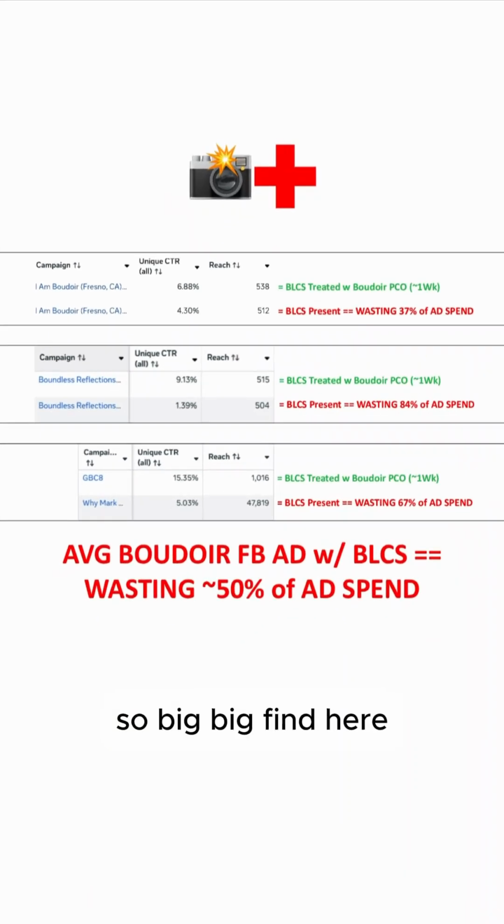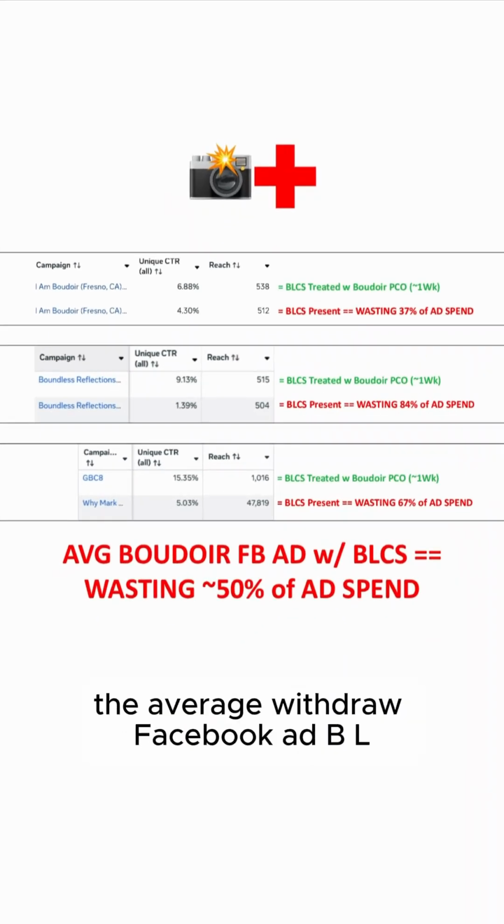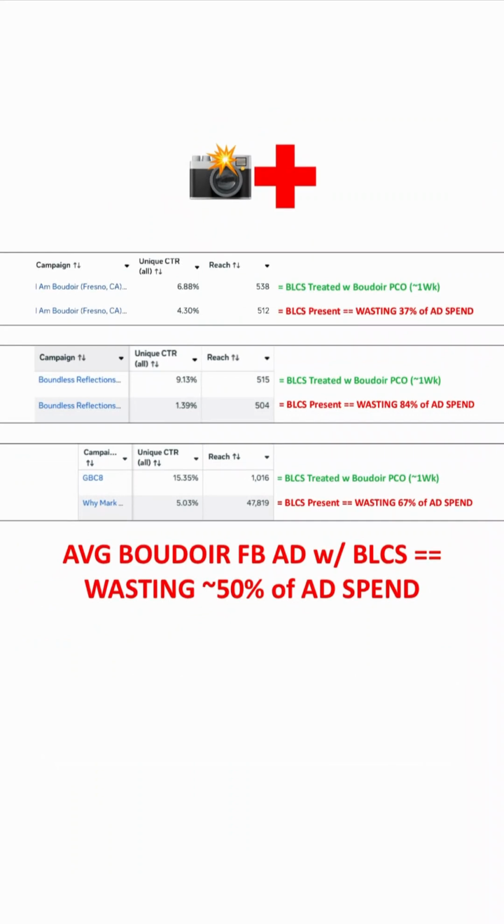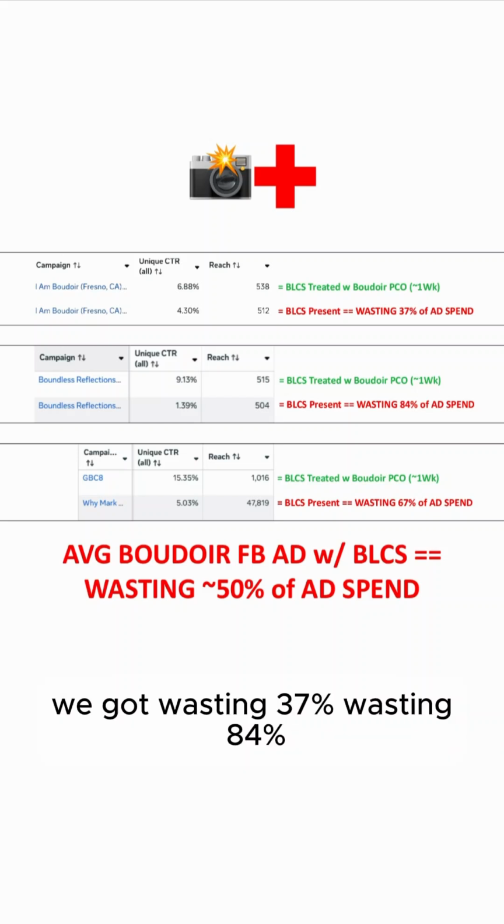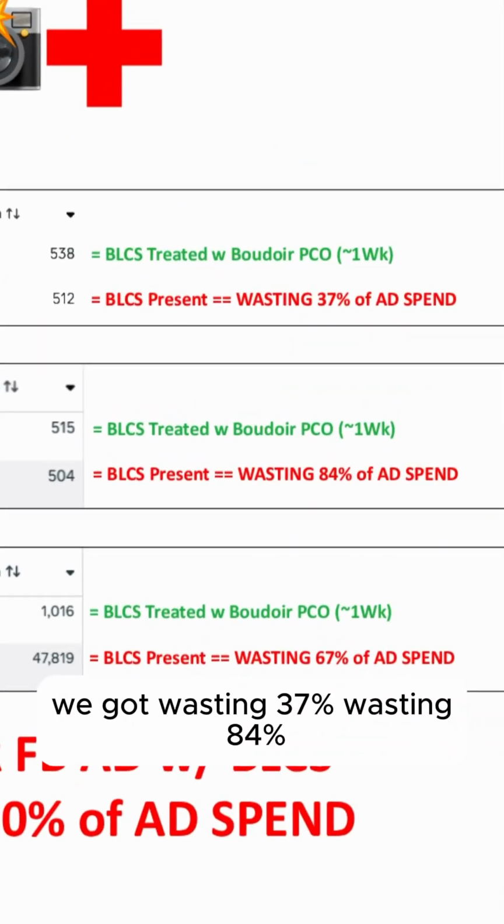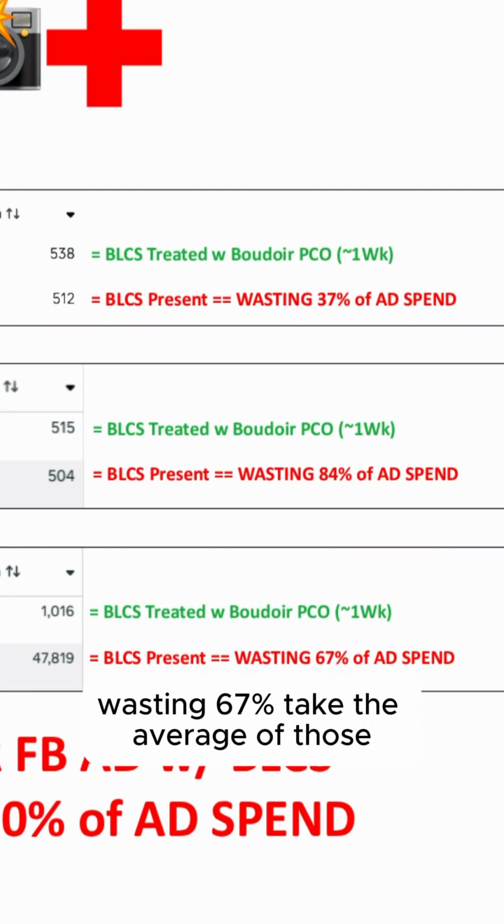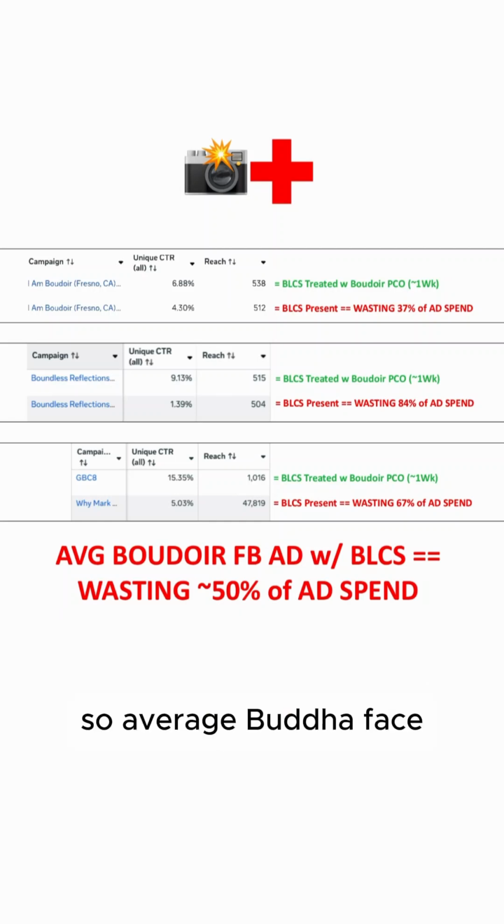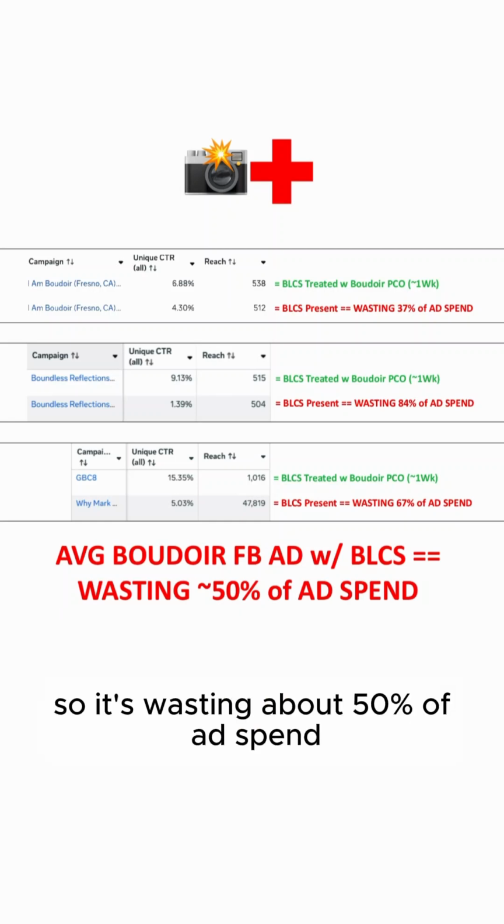So big find here. The average Boudoir Facebook ad with BLCS is wasting about 50% of its ad spend. So, I mean, look at the numbers here. We got wasting 37%, wasting 84%, wasting 67%. Take the average of those, it's probably somewhere 50 to 60%. So the average Boudoir Facebook ad is wasting about 50% of ad spend.